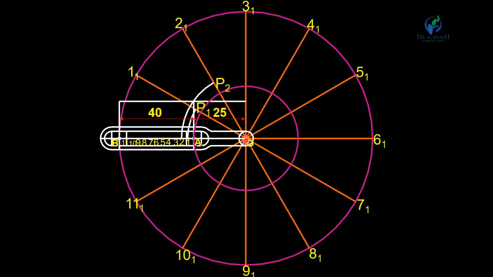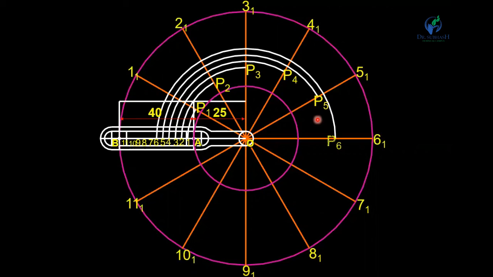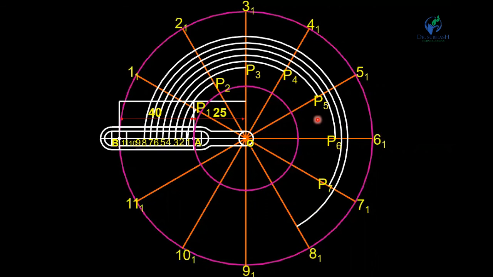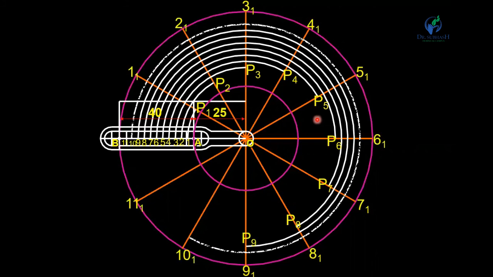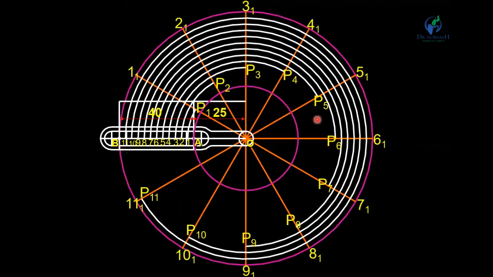Similarly, with O as center and radius O3, point P3, then P4, P5, P6, P7, P8, P9, P10, P11 and finally you will get the point P12. Join all these points by a smooth curve. This curve shows the path of point P and it is known as a spiral. Now I hope you can understand very well how to draw the spiral. Okay, thank you very much.